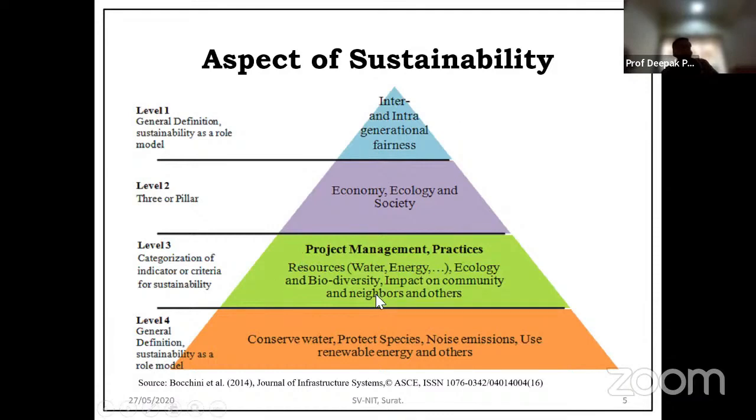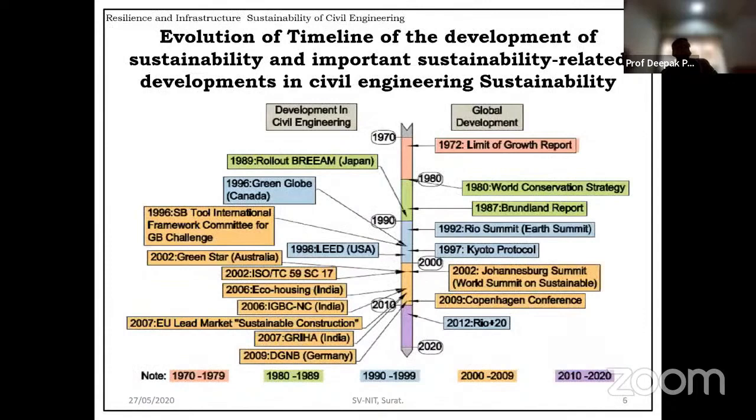So at the project management level also, you may start to think about which resources are needed nowadays, how we can make more sustainable buildings, or how our city should be. That is the level we are now thinking about, especially in our construction and built environments. And here also we have to conserve water and protect species, environments, noise emissions and renewable energies and others. All these small things we have to consider when we talk about sustainability. So this is the brief evolution of the timeline, how these different developments occurred at different events, conventions or conferences. We are not much interested, but later on you may refer to them.